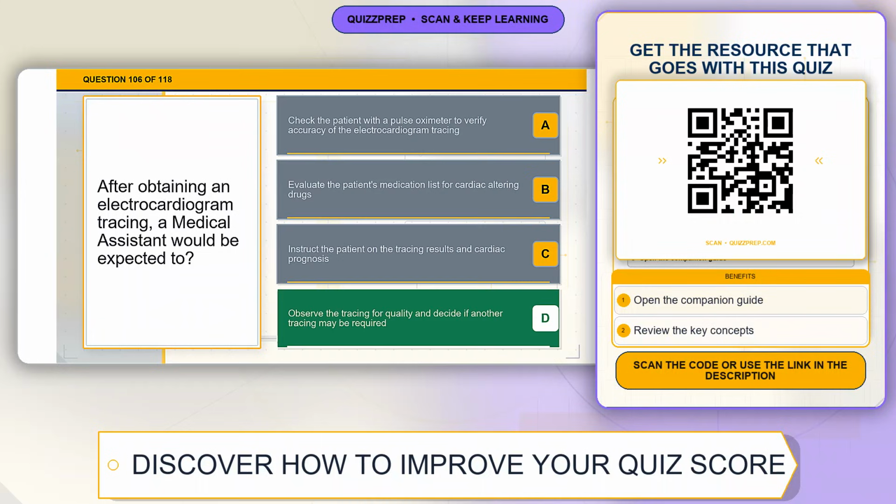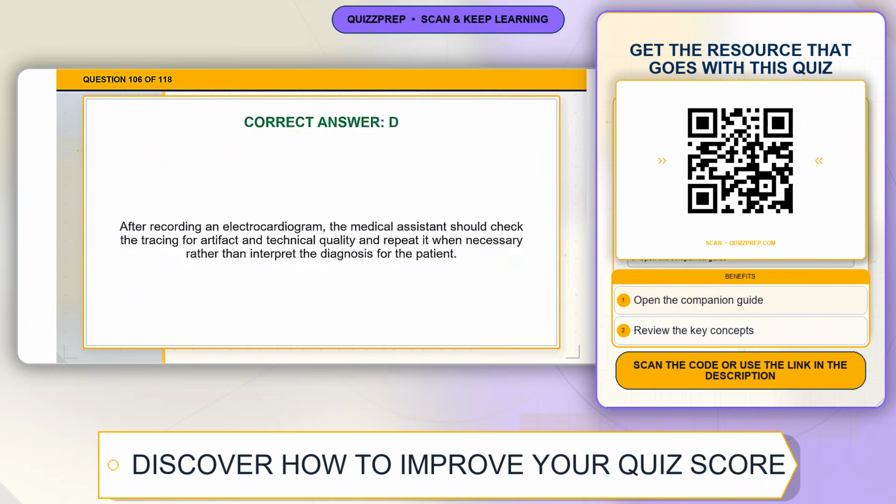The correct answer is option D. Observe the tracing for quality and decide if another tracing may be required. Explanation. After recording an electrocardiogram, the medical assistant should check the tracing for artifact and technical quality and repeat it when necessary rather than interpret the diagnosis for the patient.